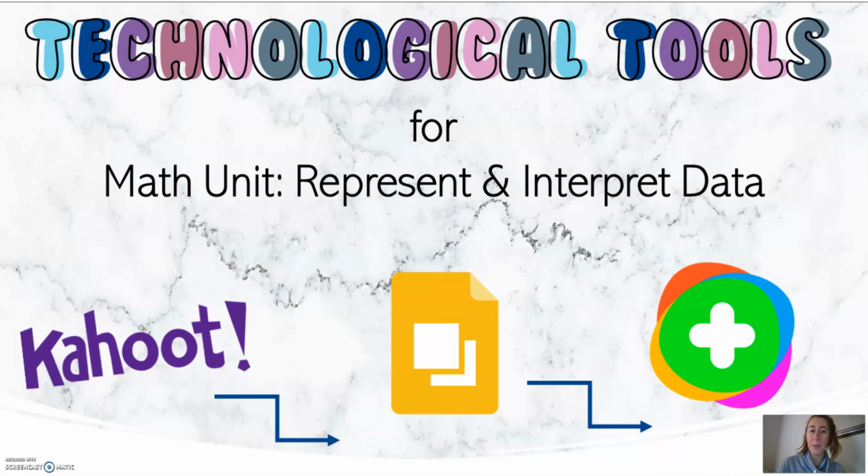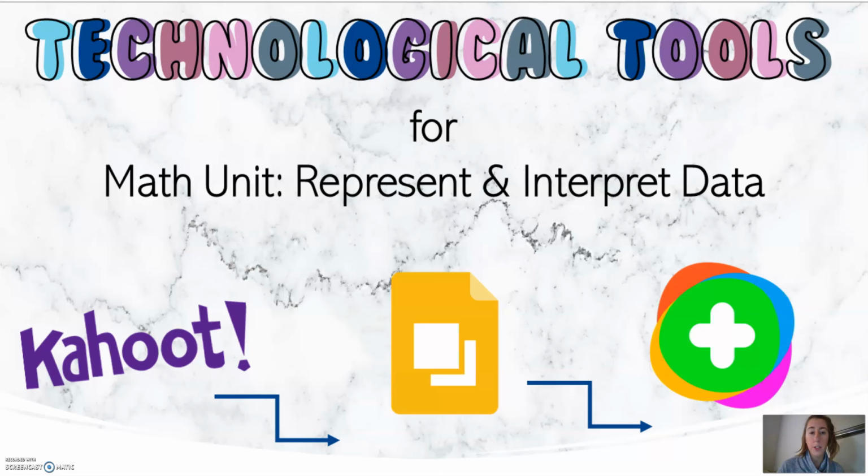Hi, so for my unit plan, I'm doing the topic of math, representing and interpreting data. The standard that my students have to achieve is to draw a scaled picture and a bar graph and also solve one- to two-step word problems, incorporating how many more and how many fewer, using information from the graph to solve the word problems.